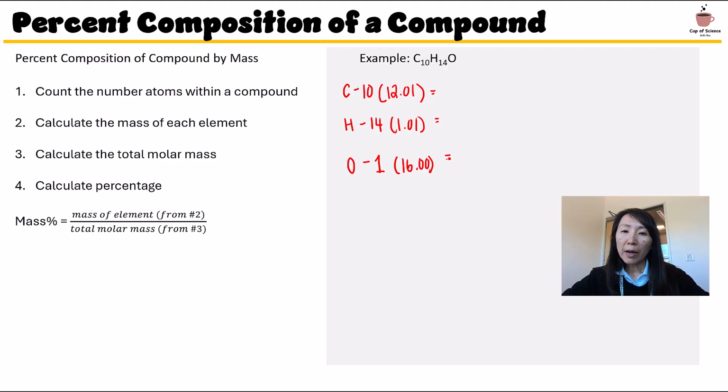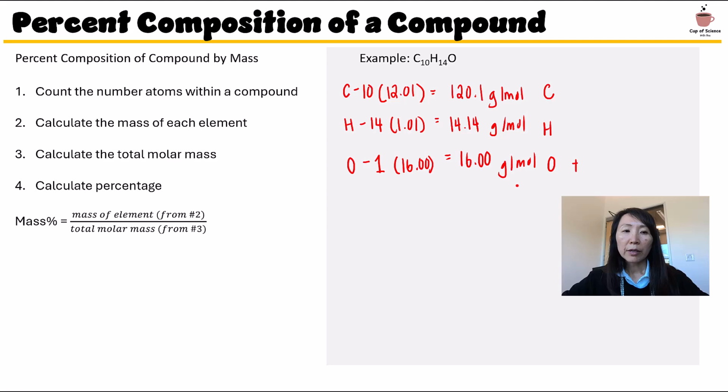Now multiply the element number and the mass number together, and then write the result on the right. This first one would be 120.1, and then the next one would be 14.14, and the last one is 16.00. And I'm going to go ahead and write this as grams per mole. Of what? Of carbon, of hydrogen, and of oxygen.